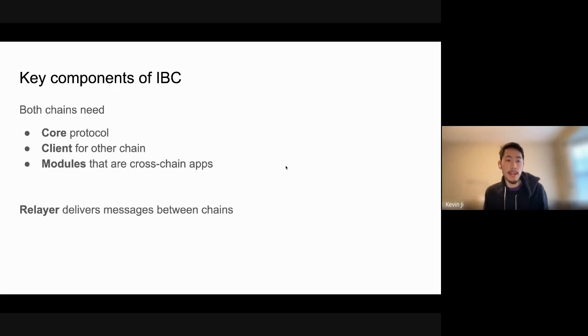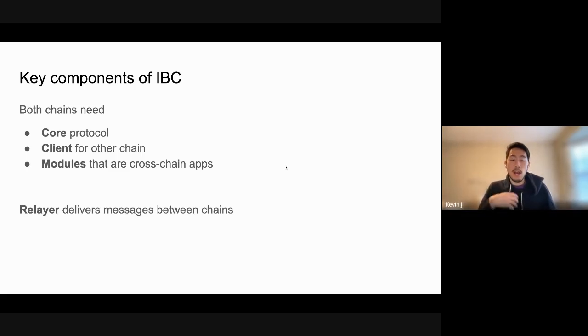The third part is, for apps that are building on each chain, they need to integrate what are called modules. These modules plug into the core IBC logic and are able to make IBC messages. Essentially when we talk about sending messages through IBC, what we're really talking about are apps that write modules, and these modules talk to each other.